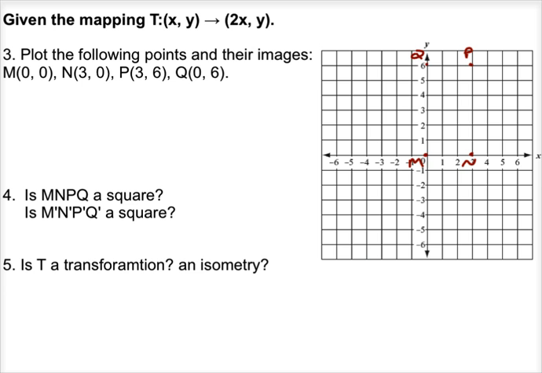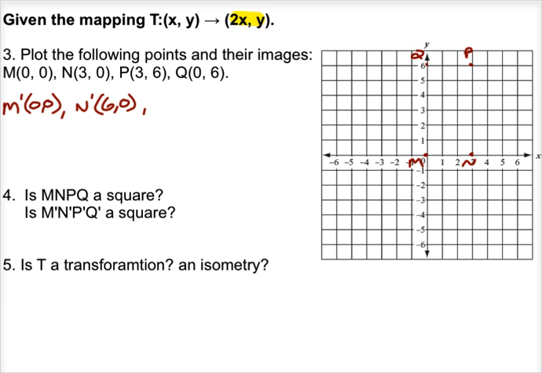Now what I'm going to do is substitute each of these values into 2x, y. So if I do that, my M prime, which is the answer I get when I substitute in M, I just think of substituting 0 in for x. 0 times 2 is 0. The y value has no change, so that's going to stay 0. Then my N prime, I'm taking the x value, multiplying it by 2, so 3 times 2 is 6, and the y value has no change.